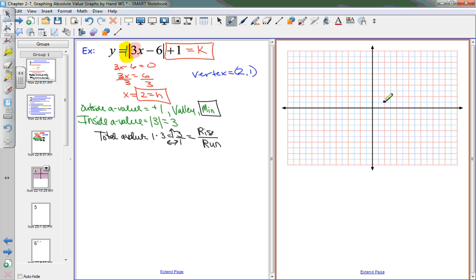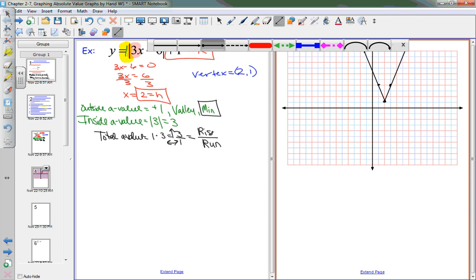So from there, I need to go up 3 units, 1, 2, 3, into the right 1. Up 3 units into the left 1. Do we see the V? Yes or no? Okay, so I'm going to connect those. There's my 2 lovely points.